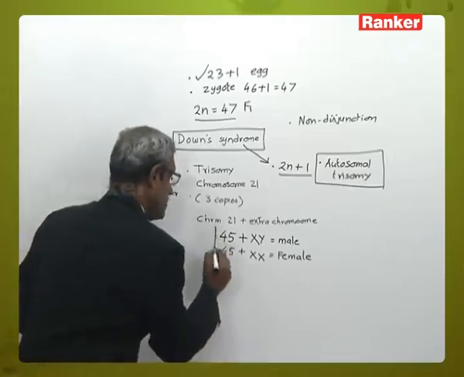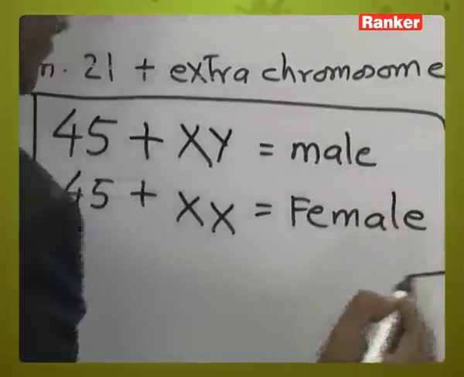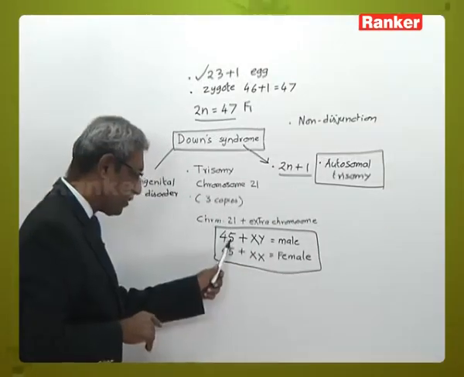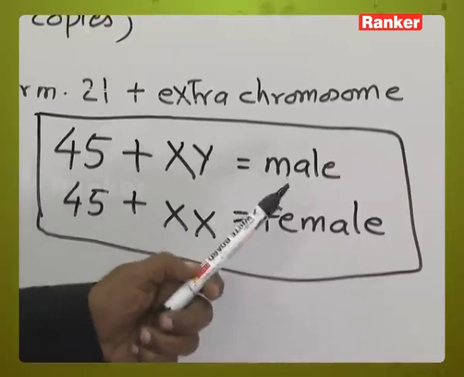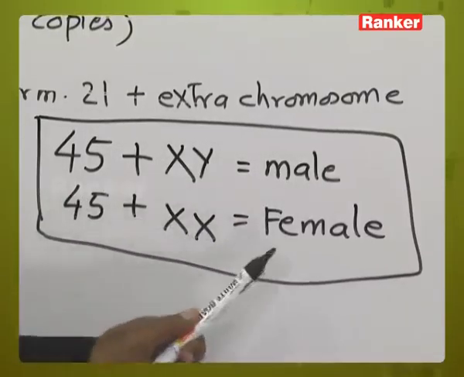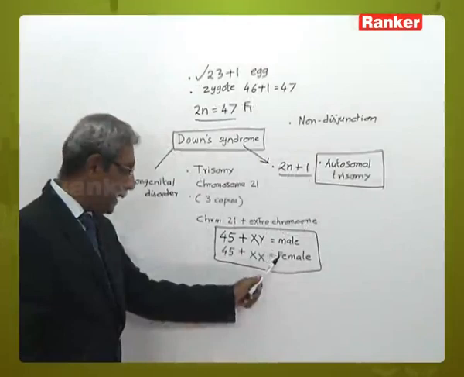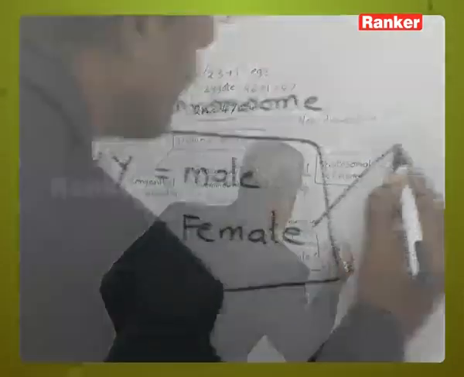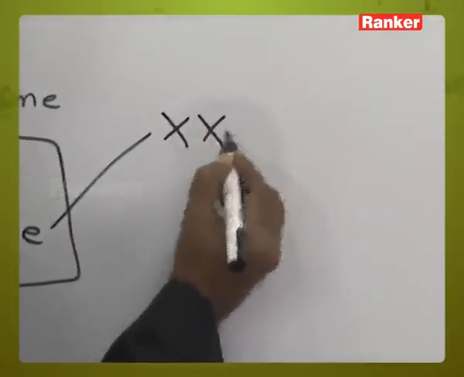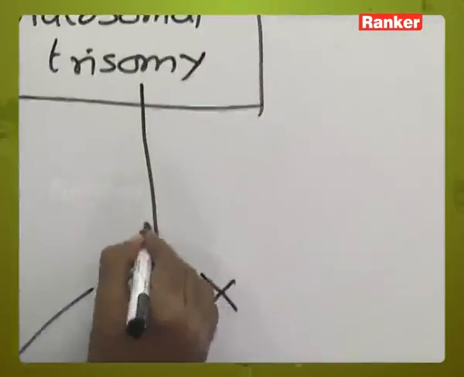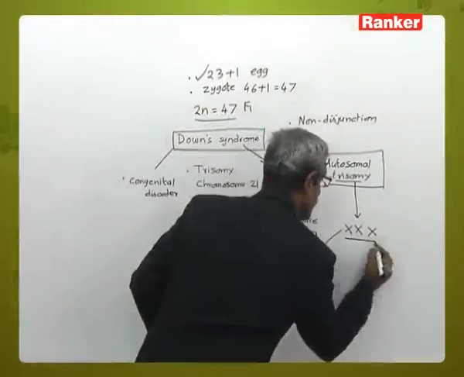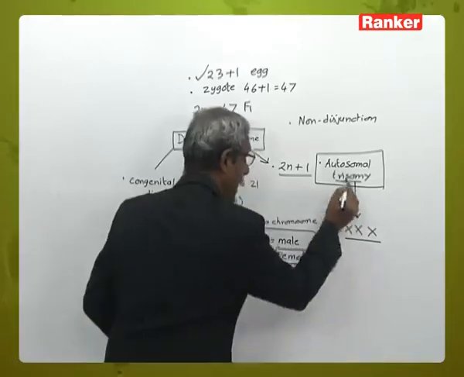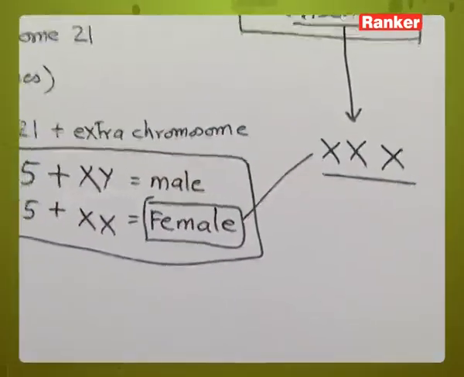Now this bit is a popular question which is generally asked in objective bits. When you have 45 chromosomes plus an XY, it results in the formation of a male, or 45 plus XX, it results in the formation of a female. Thereby, always in the female, the chromosomes are X, X and X. Thereby, it is termed as a trisomy. In the female, it is X, X and X, and it is termed as a trisomy.